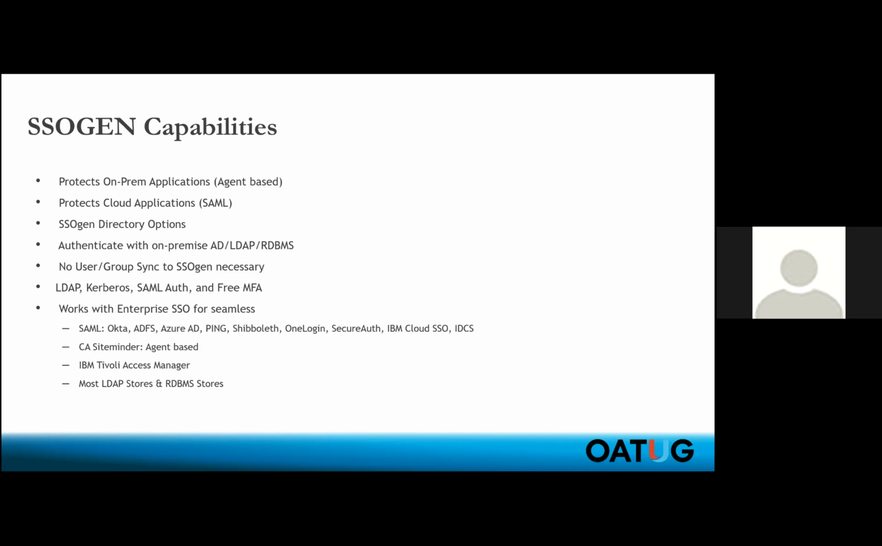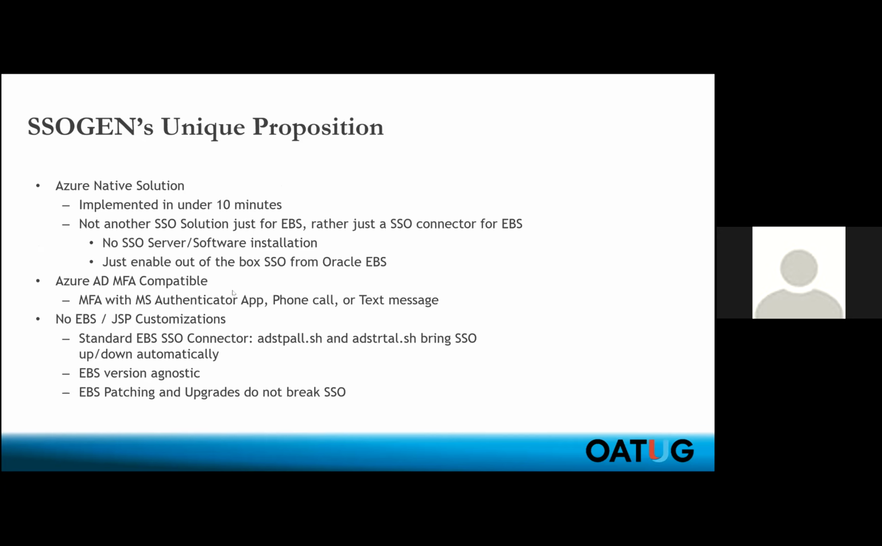And some more capabilities of SSOGEN, like I said, it's a completely on-prem solution. It's based on OHS. It can work with different directories. It integrates with a lot of third-party SSOs. These are the capabilities that we have quickly talked about. And the unique proposition of SSOGEN is that it can be implemented in a few minutes because you do not have those servers to build. You don't have to get the servers and all that.